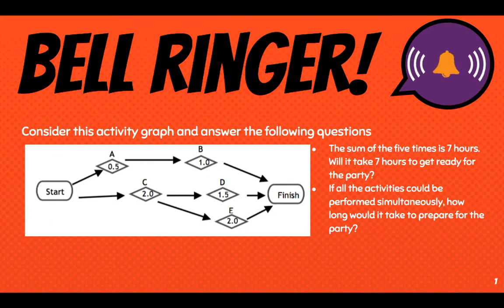Howdy. For our bell ringer today, I want you to consider this activity graph on the screen and answer the following questions. There are 5 times on this activity graph, A, B, C, D, and E. In order to finish the complete activity, let's think about it. The sum of the 5 times is 7 hours. If you add all the time it takes to do A, B, C, D, and E, it takes 7 hours. The question is, will it take 7 hours to get ready for the party?